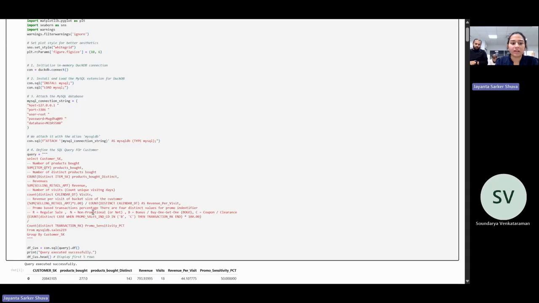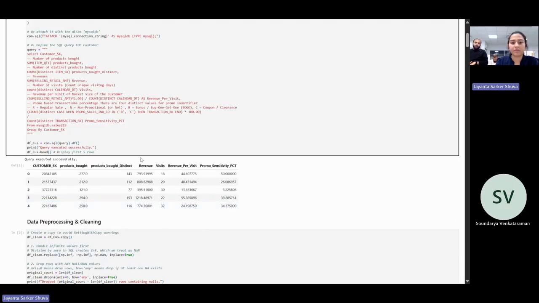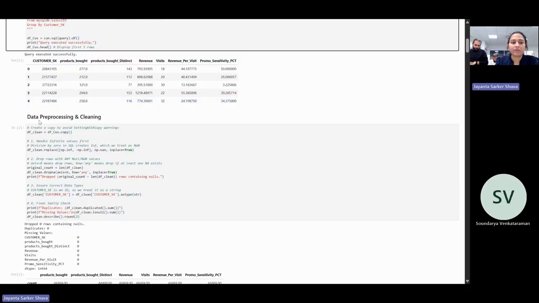Here we have used group by to get all the customer data. Here we could see the customer data and what products they bought, distinct products they bought, total revenue, visits, revenue per visit, and the customer who is sensitive to the promo code. We could see the attributes, which include the bonus and coupon, and others were not included under the promo code.